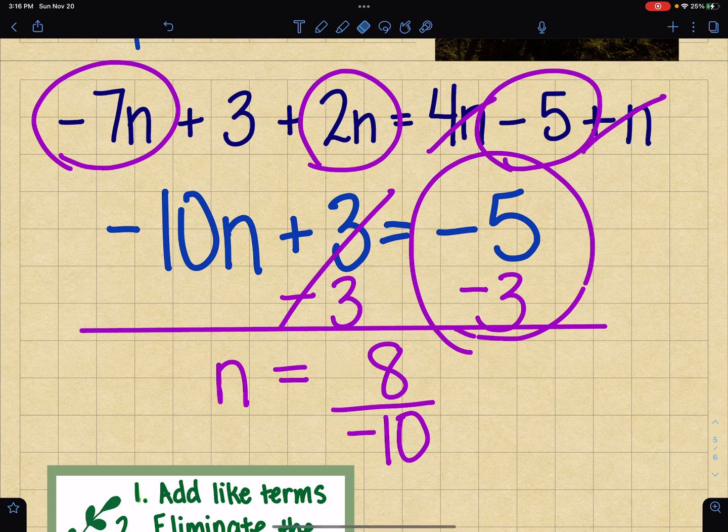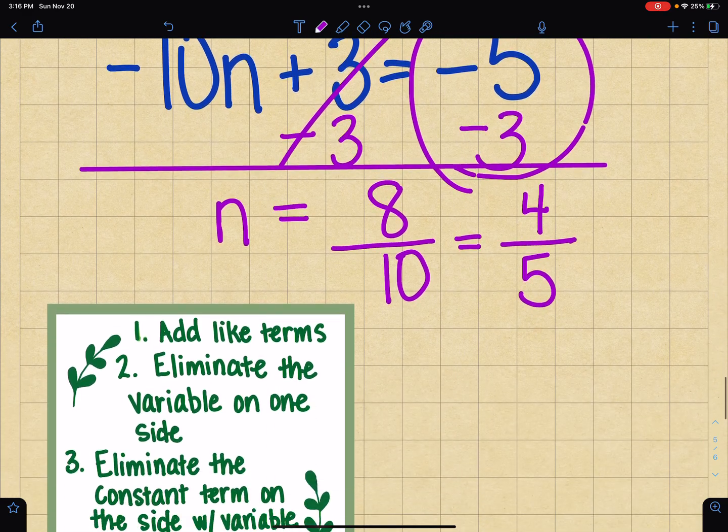Now, when you divide a negative by a negative, you get a positive. So you can basically just cancel out those negatives, and n is equal to 8 over 10. But don't forget, you've got to simplify. Both of those numbers can be divided by 2. So 8 divided by 2 is 4, 10 divided by 2 is 5.